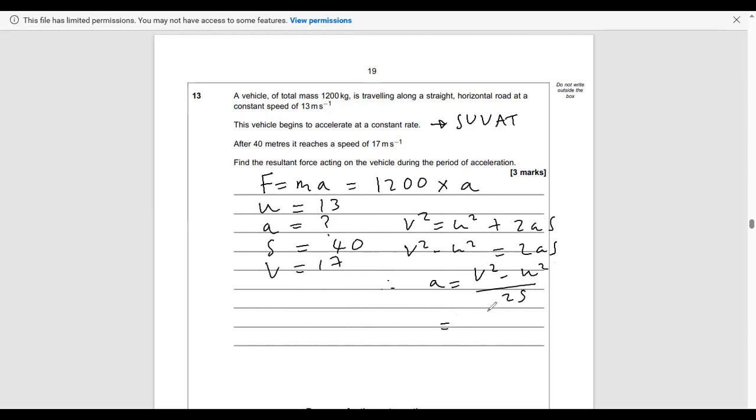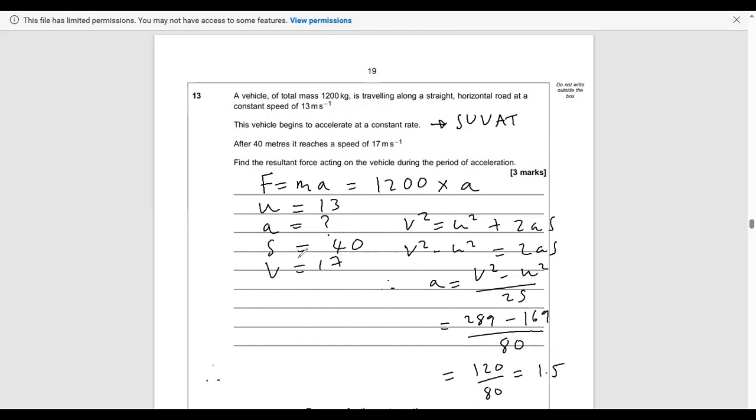v squared is 17 squared, which is 289, I think. I've not got my calculator with me, which is a pain, but I think it's 289. u squared is 13 squared, which is 169. Divided by 2 times the distance, 2 times 40, which is 80. So we get 289 take away 169, which is 120 over 80, and if we do that, we should get 1.5. So we've got an acceleration of 1.5 meters per second squared.